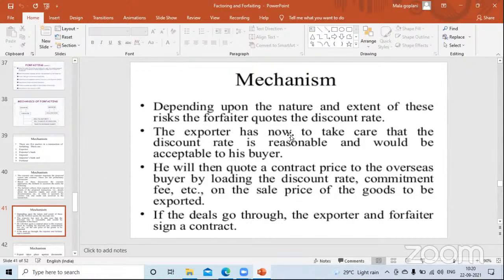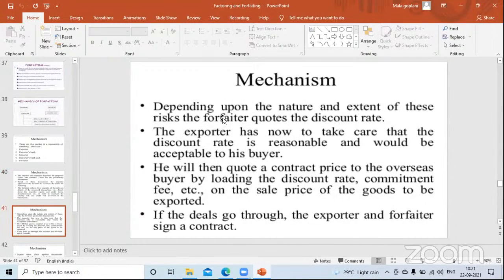The exporter now has to take care that the discount rate is reasonable and would be acceptable to the buyer. Because see, he is going to fetch all the amount from the buyer only, no? So the exporter should also gain some profit. It should not be that the discount rate is so high that no amount of money is left in the hands of the exporter. Then there is no point in buying the services of the forfeiter.